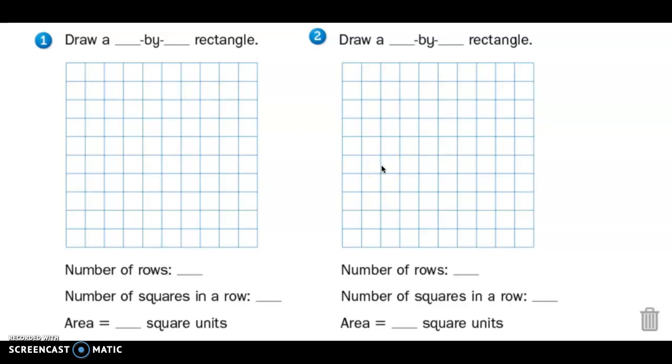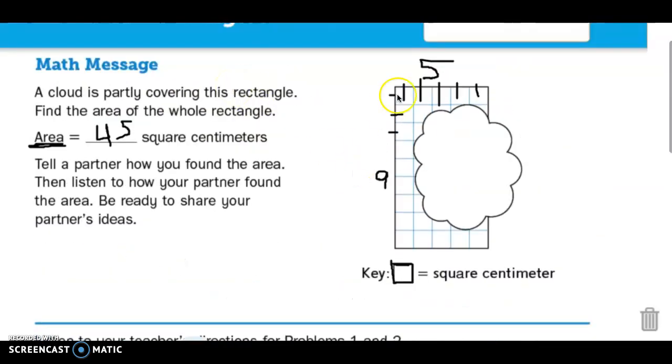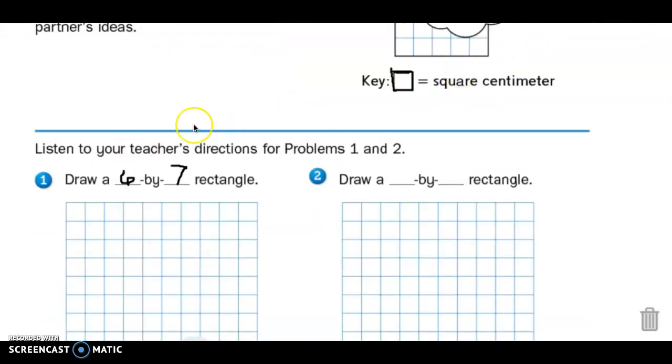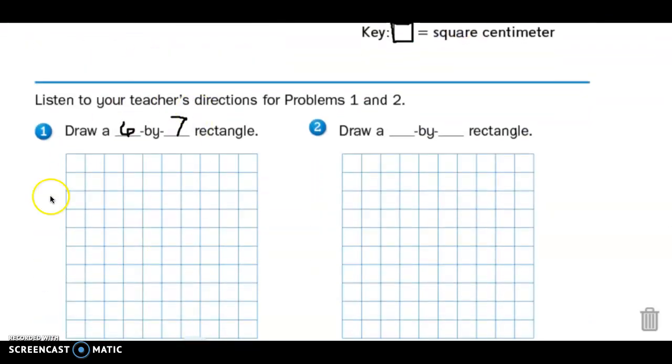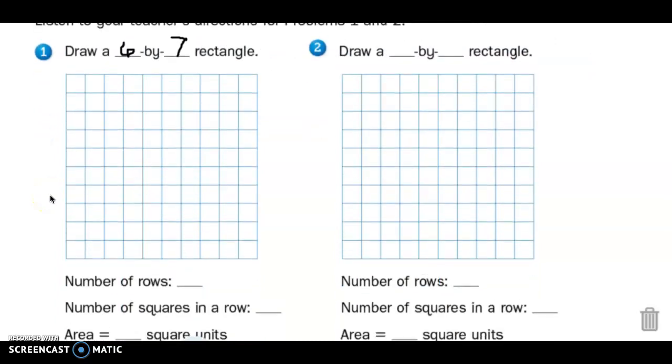I want you to draw a 6 by 7 rectangle. A 6 by 7 rectangle. Now, you could make the 6 go across or you can make it go down. But what we need to do is a 6 by 7. You've been hearing this 6 by 7 or 9 by 5. So you should know what we're going to do with 6 and 7 already. But let's draw it out first. You have to draw this shape.